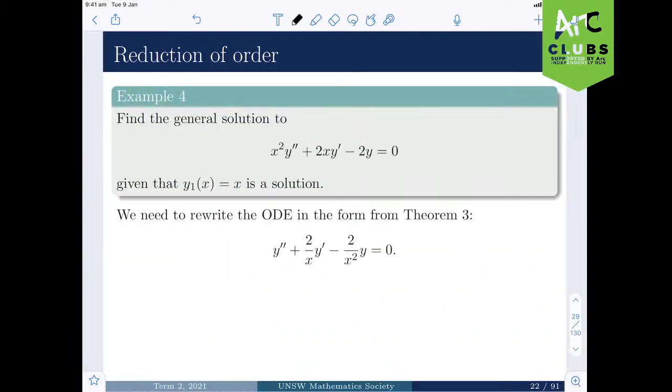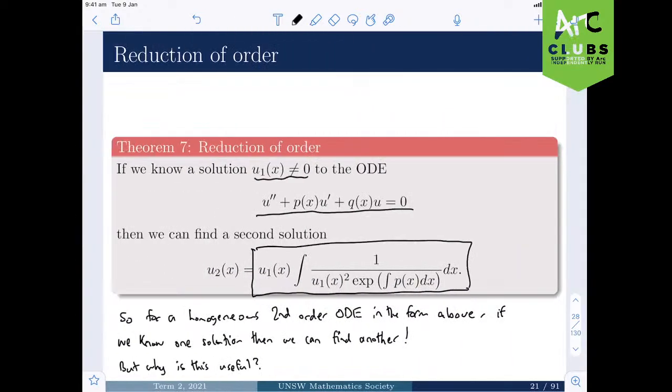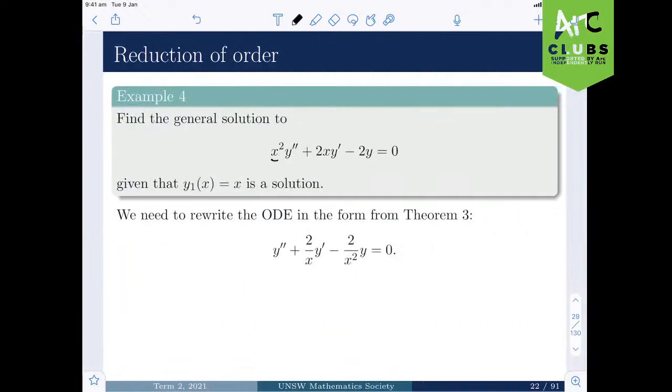Question: find the general solution to x squared y double dash plus 2x y dash minus 2y equals 0, given that y1(x) equals x is a solution. First, we have to write the ODE in the form from the previous theorem. In the previous theorem, we require that the leading coefficient is 1. So let's divide through by x squared. We get y double dash plus 2 on x y dash minus 2 on x squared y equals 0. Now, we know y1(x) equals x is a solution, so let's apply reduction of order.